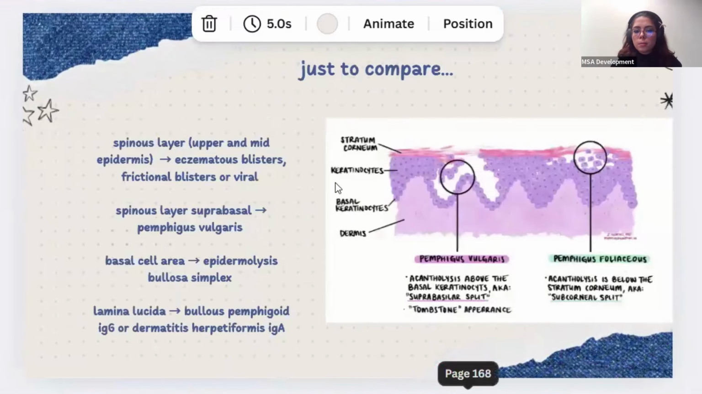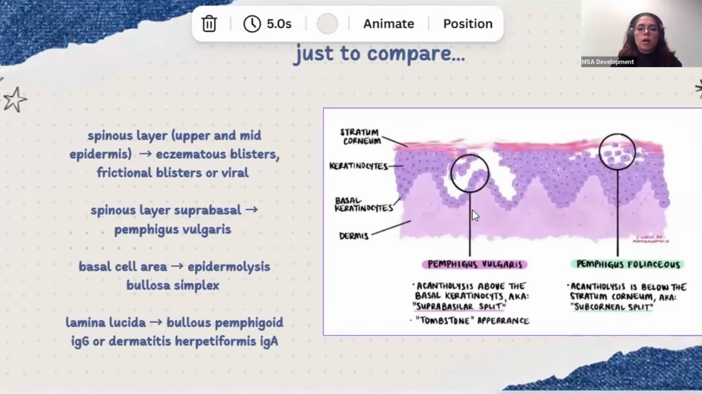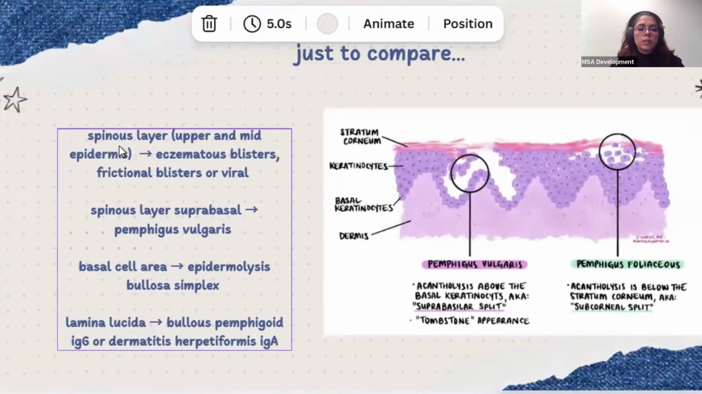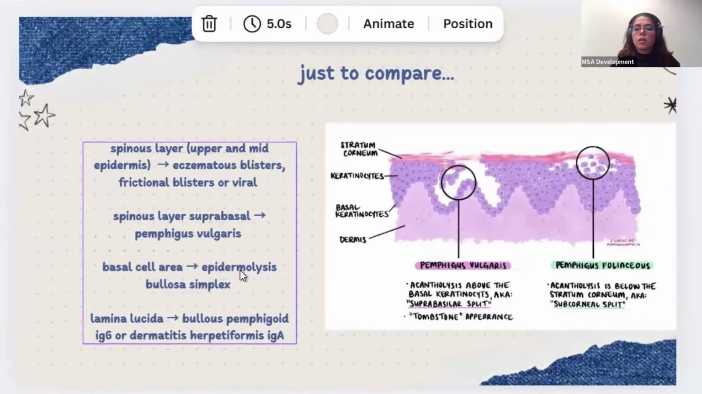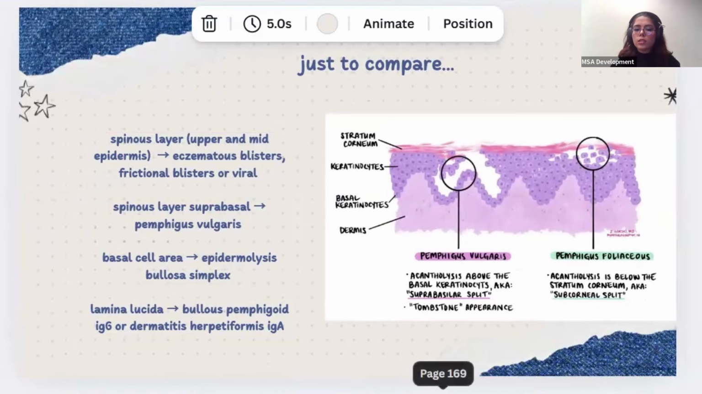Just to compare, this is a schematic I got from the internet. The spinous layer, upper and mid epidermis: eczematous blisters, frictional blisters, or viral. Spinous layer, suprabasal: Pemphigus vulgaris. Basal cell area: epidermolysis bullosa simplex. Lamina lucida: bullous pemphigoid, IgG, dermatitis herpetiformis. I'll go over these. This was a summary; I just included everything together.